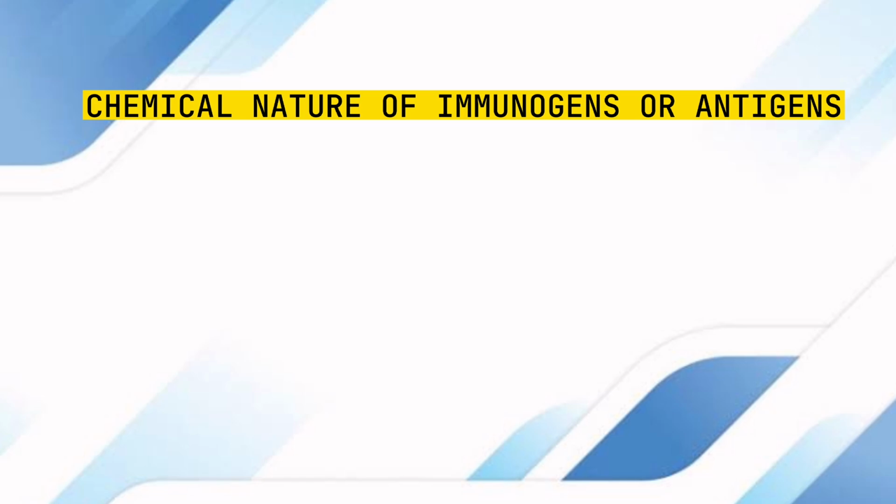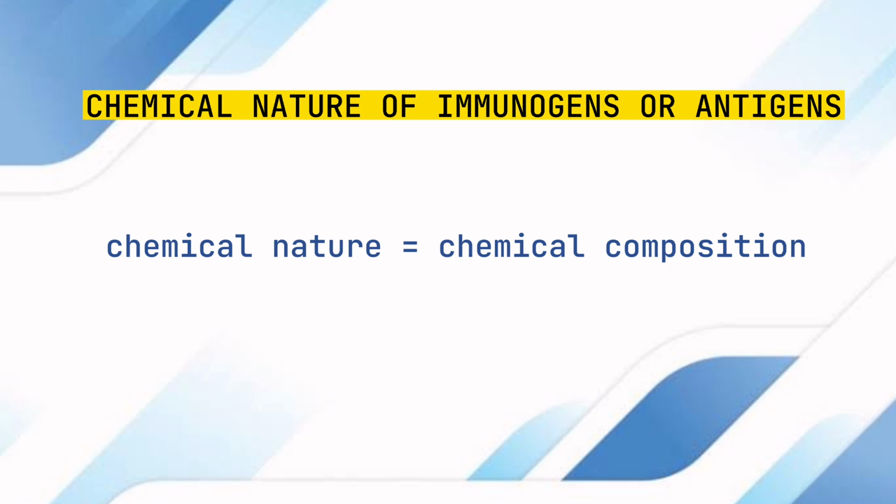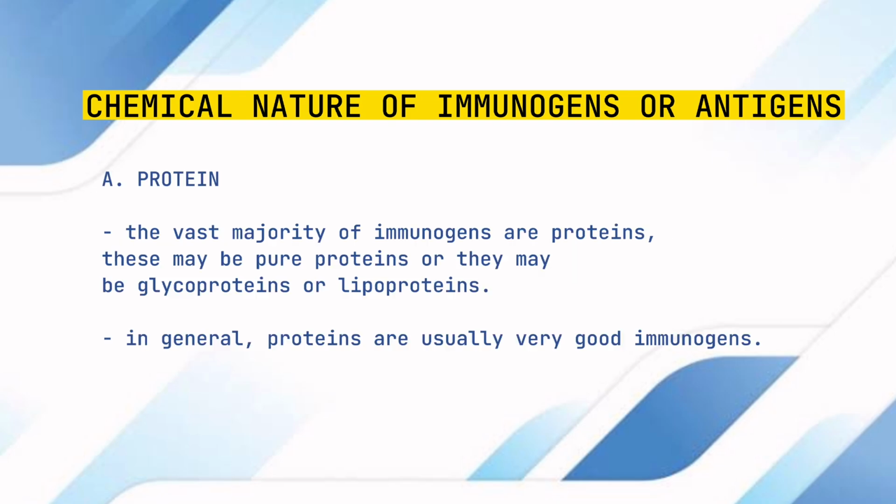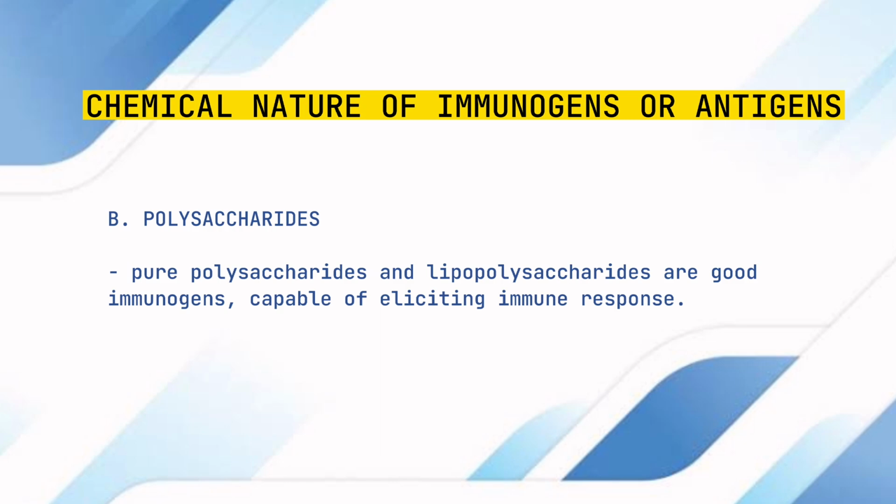Now, let's proceed to the chemical nature of immunogens or antigens. When we say chemical nature, we are talking about the chemical composition of immunogens. First, we have protein. The vast majority of immunogens are proteins. These may be pure proteins, or they may be glycoproteins or lipoproteins. In general, proteins are usually very good immunogens. Then we have polysaccharides. Pure polysaccharides and lipopolysaccharides are good immunogens, capable of eliciting immune response.